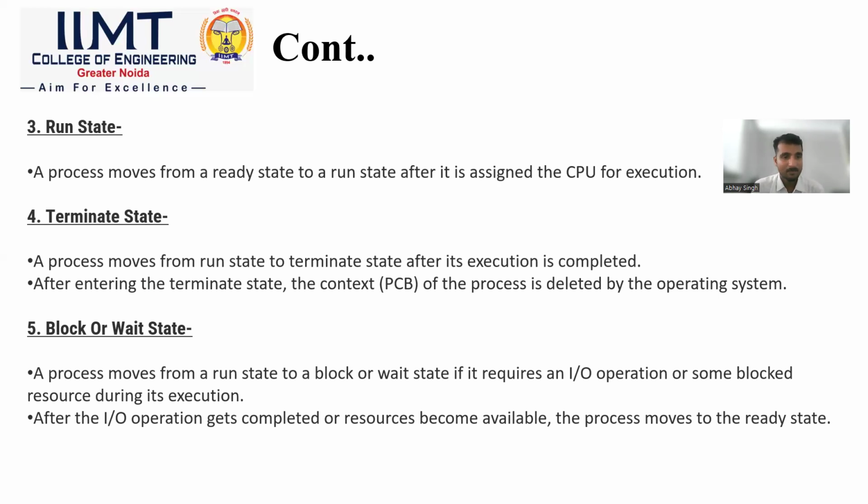Next one is the block or wait state. A process moves from the run state to the block or wait state if it requires any input-output operations or some blocked resource during its execution, such as a printer, any software resources, or some other resources. Then the process moves from the running state to the wait state.